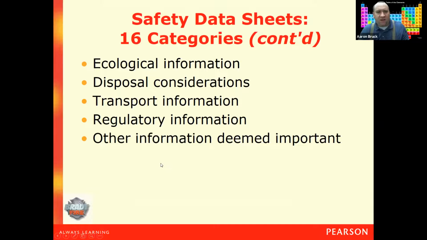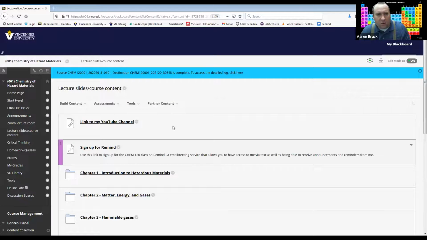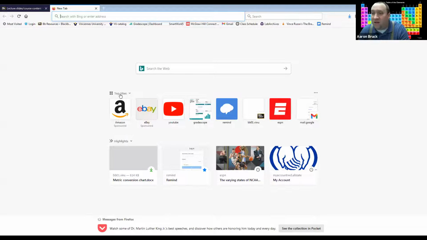So safety data sheets are things that we can get access to relatively easily, especially now. In days of old, in order to access a safety data sheet, you would have to go to your chemical hygiene officer or whoever was in charge of safety for your particular building, your workplace, and ask to view the binder or binders that had the material safety data sheets in them.